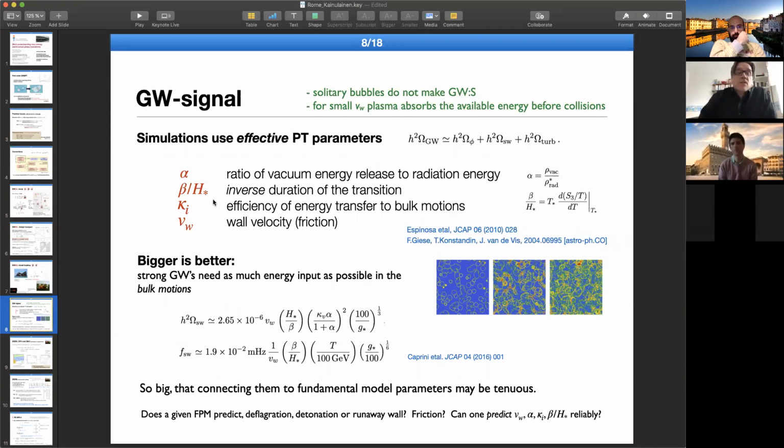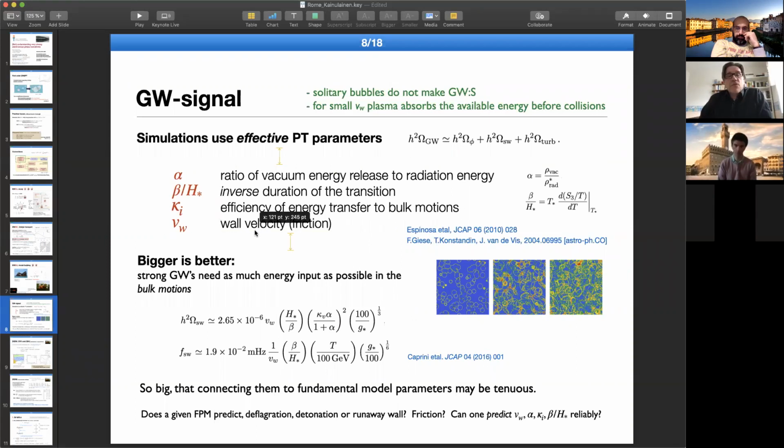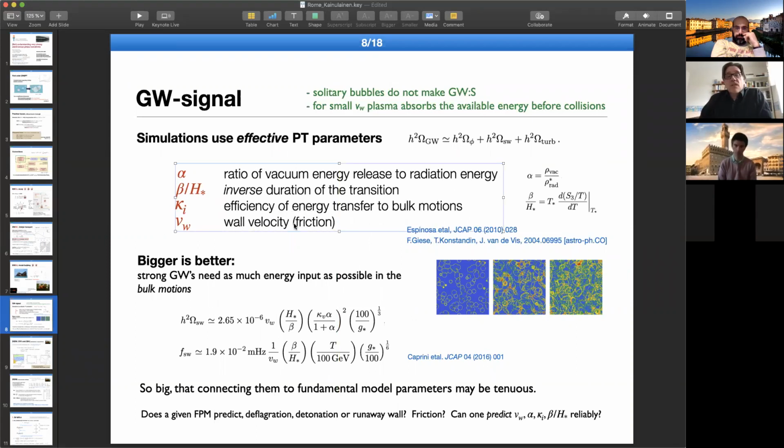And then, of course, the more vacuum energy there is, the more energy there is overall to be put into gravitational waves. But in addition to that, an important factor is the efficiency coefficients for the energy transfer to the bulk motions, whether it be sound waves or turbulence or whatnot. And these efficiency coefficients are strongly dependent on the wall velocities, which also depend on issues like friction.